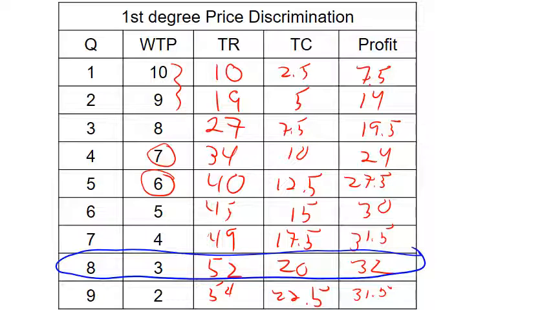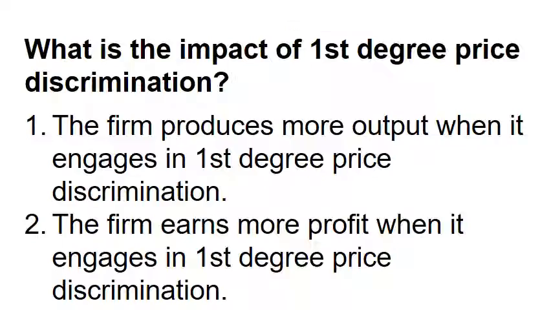The row I've circled in blue shows the optimal position for the firm. It maximizes profit when it sells 8 units. Its total revenue will be 52, and its profit is 32. Two conclusions emerge. First, the firm produces more output when it engages in first-degree price discrimination.